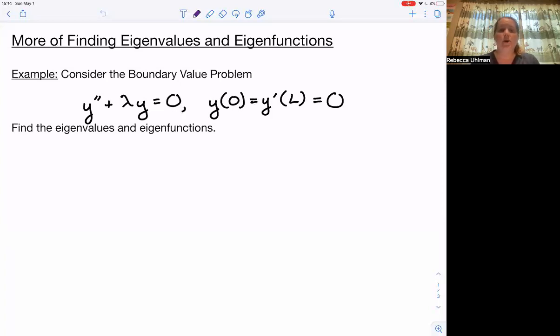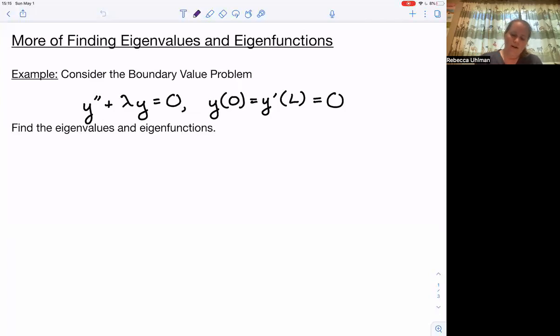So let's consider the boundary value problem, y double prime plus lambda y equals 0 with boundary conditions y of 0 equals y prime of L equals 0. Note here I've mixed up one end, it's the boundary condition on y. The other end, it's the boundary condition on y prime. Our job again is to find the eigenvalues and eigenfunctions.